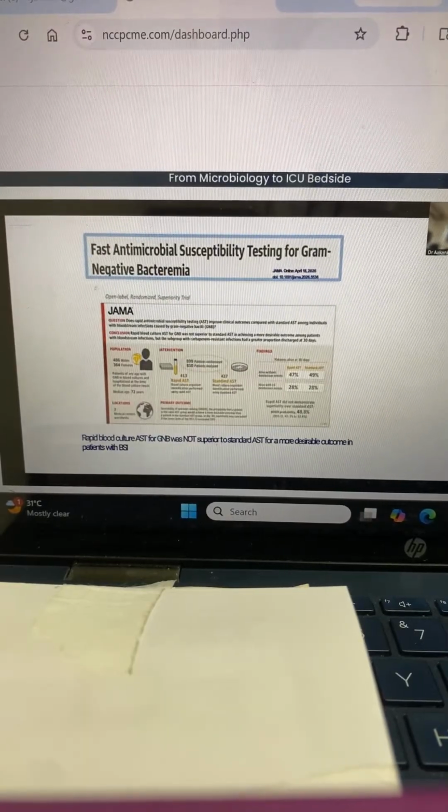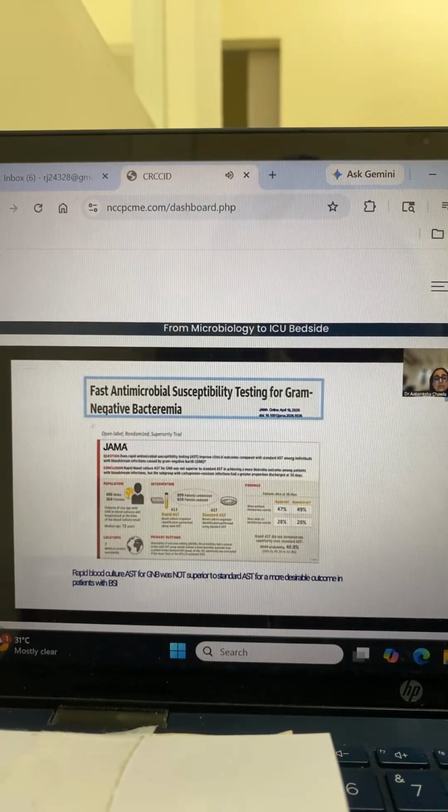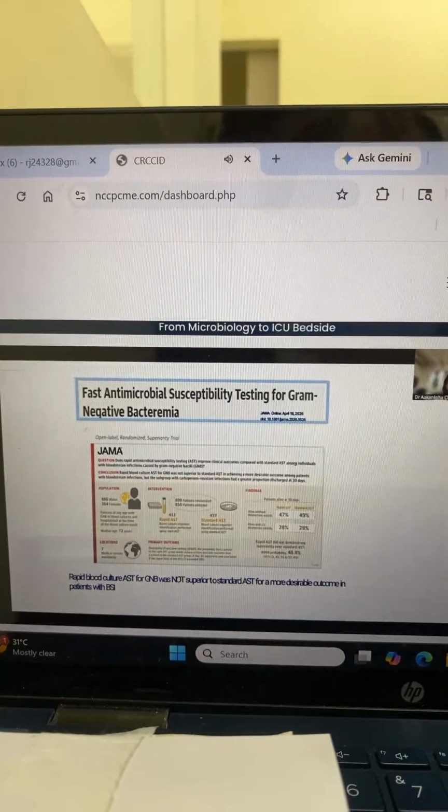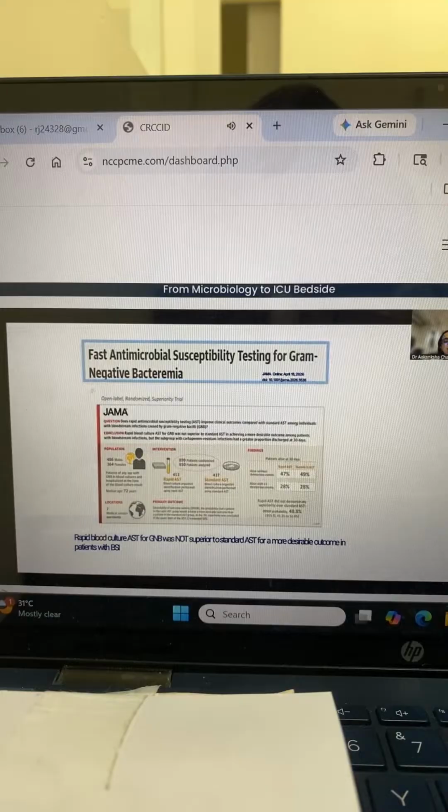Now, this was recently published in JAMA, wherein they compared rapid antimicrobial susceptibility testing to the standard AST, showing whether it was showing any improved clinical outcomes among individuals with bloodstream infection caused by gram-negative bacilli. So it was seen that rapid blood culture AST for gram-negative bacilli was not superior to standard AST for a more desirable outcome in patients with bloodstream infection.